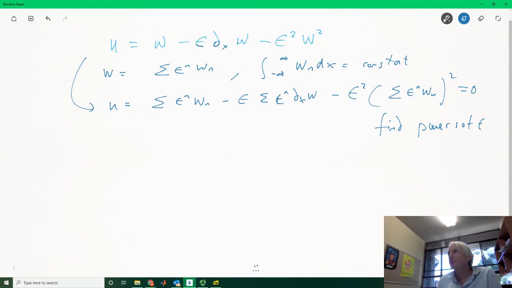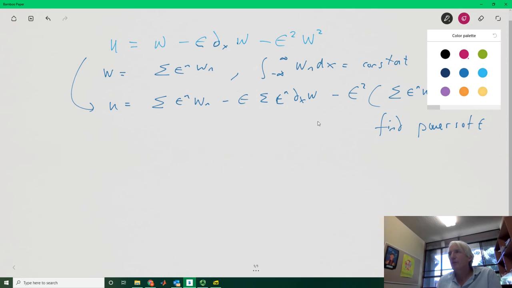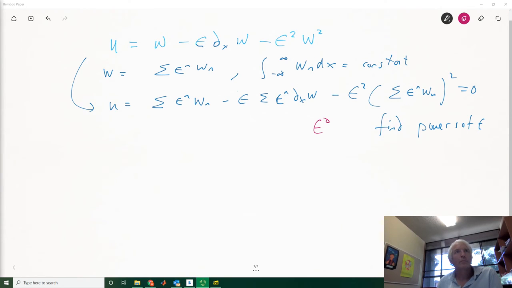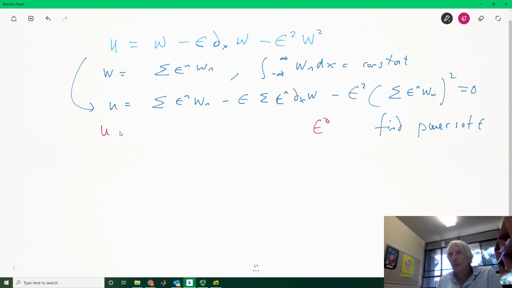So how do we do that? Well, let's just start here. So we go epsilon to the power of 0, that's going to be easy, right? So we get u is equal to, the first thing here is epsilon to the 0, which is w naught, and then the other terms depend on epsilon and epsilon squared, so u is equal to w naught. So the integral of u is equal to 0, it doesn't tell us a lot.